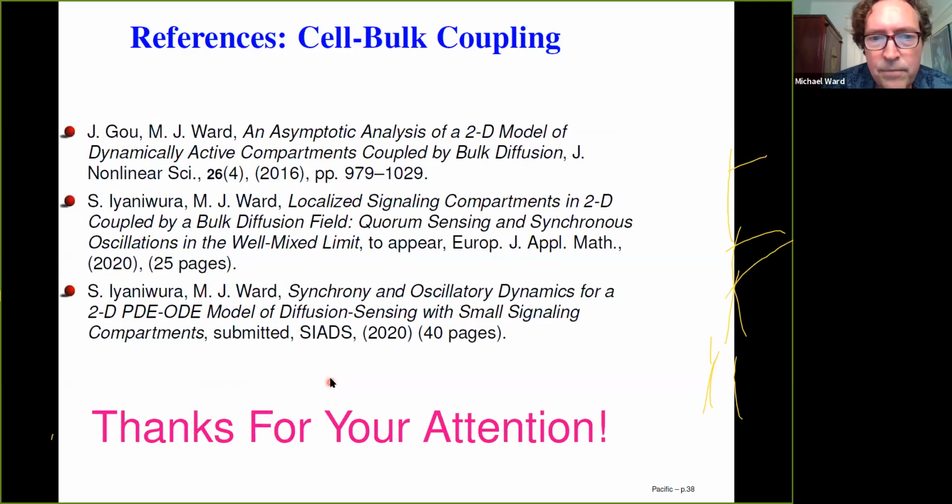And so here are the papers that we wrote, Mueller's model, and here's something that I did not talk about today, the well-mixed limit of just ODEs, where we have 1,000 cells. But what I focused on today was this paper that we just submitted to SIADS, which really has to do with diffusion sensing. Okay, I'll stop here.